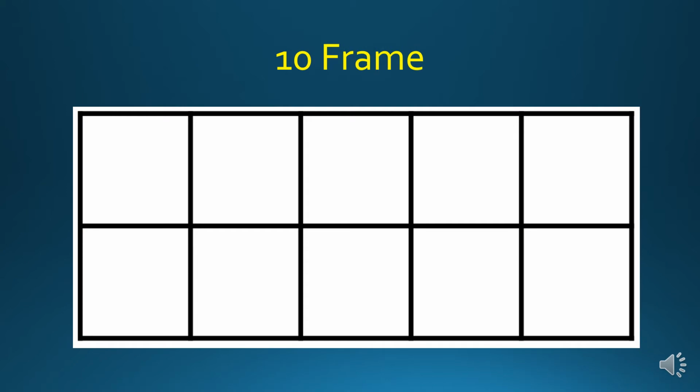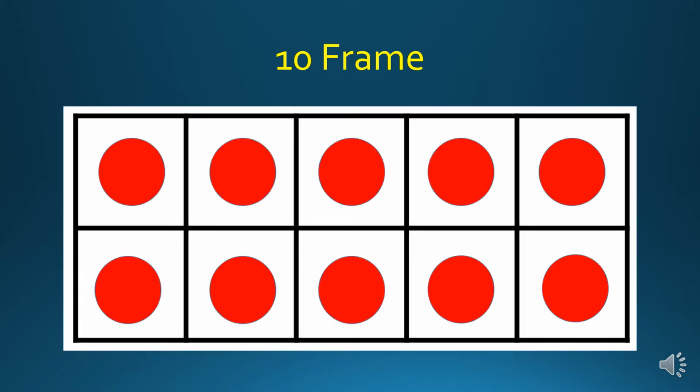In the spring term we begin to use 10 frames. Again, they should automatically know that this 10 frame shows 0 because it is empty. Or that this 10 frame shows 10 because it is full. And we know that 5 add 5 equals 10.